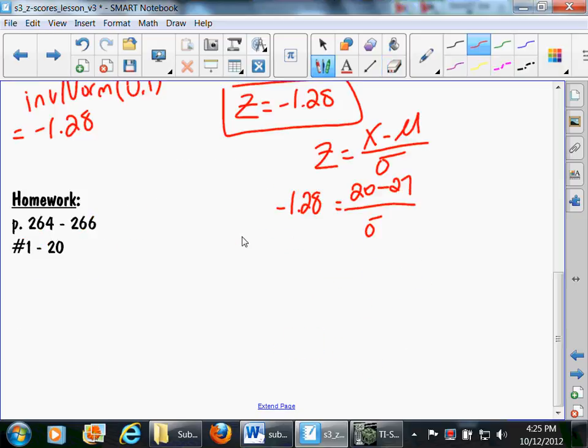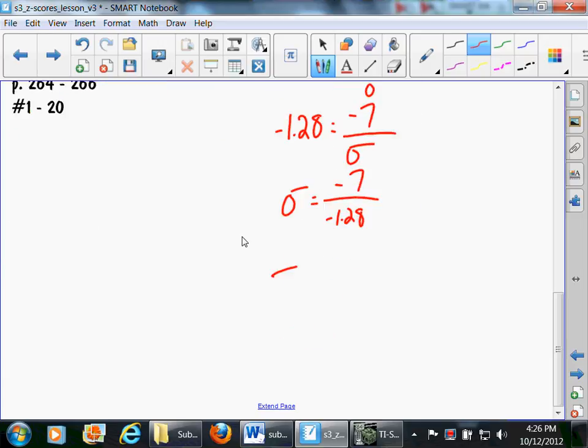So now here's what I know. Negative 1.28 is equal to negative 7 divided by sigma. If I do a little bit of rearranging, sigma is going to be negative 7 divided by negative 1.28. So what is sigma going to be? Well, the standard deviation is going to be 7 divided by 1.28. The two negatives make a positive. So that's going to be 5.47 minutes. That's the standard deviation.